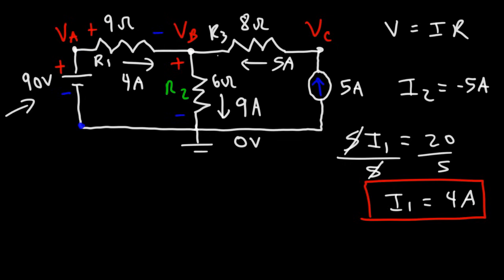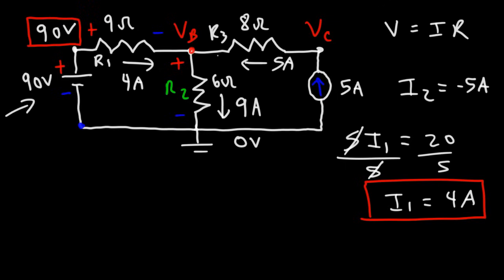So now that we have the currents flowing in each resistor, we can now calculate the electric potential at points A, B, and C. To calculate it at point A, we really don't have to do much because the voltage of the battery is 90. So the positive terminal is going to be 90 volts higher than the negative terminal. And the potential anywhere along this line is 0. So this is the potential at A.